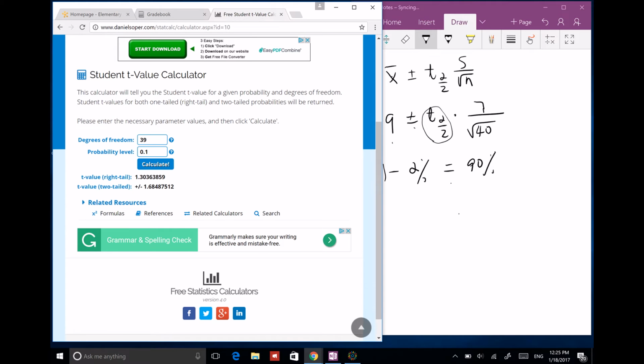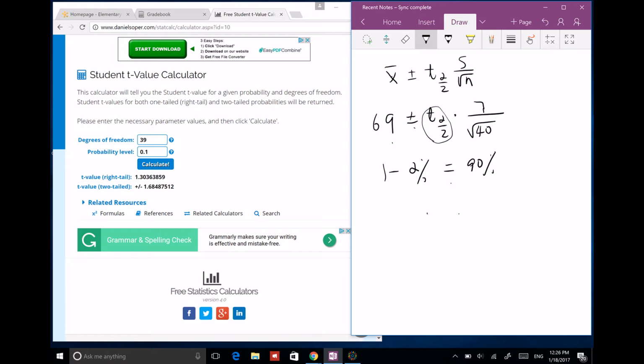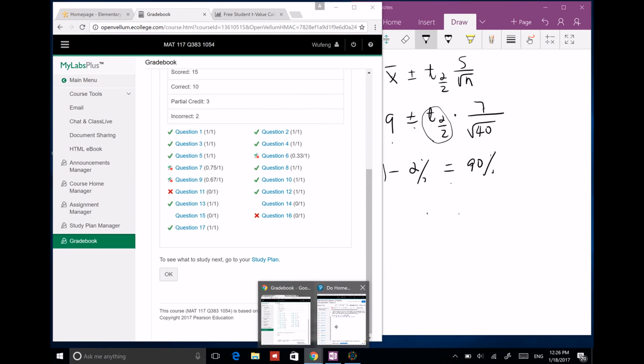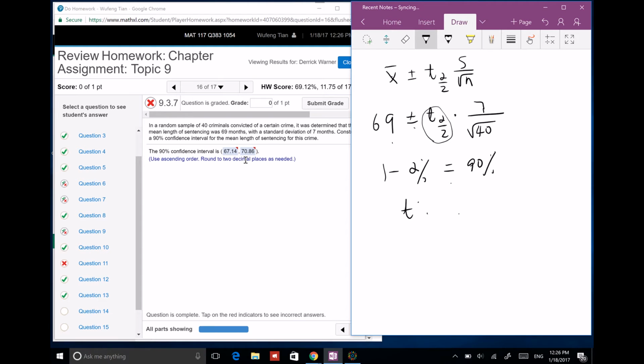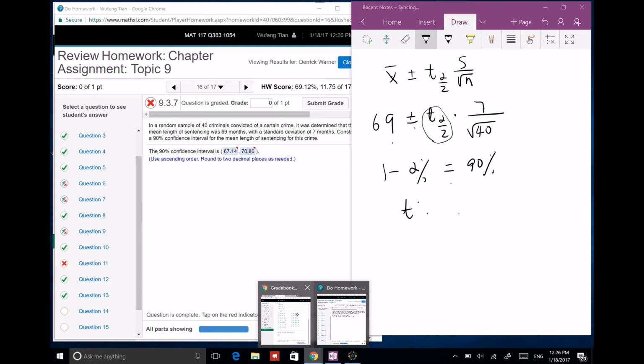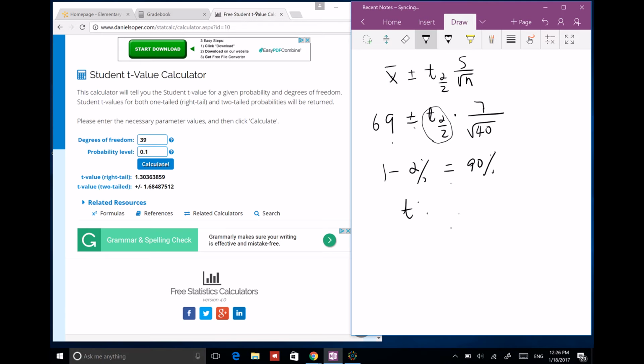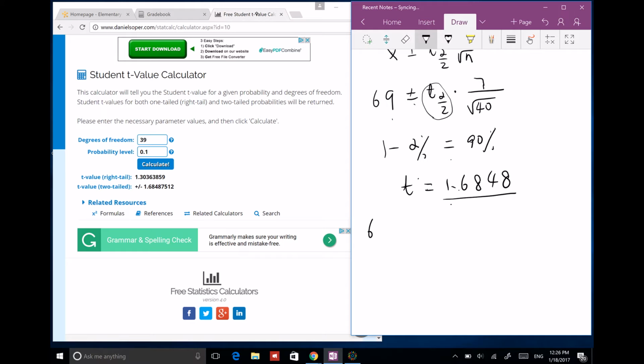Then you would have the t value, t alpha over 2. Since this is a two-tail test, we have the t value. From here we can tell t equals 1.6848. I will not round it too early to 1.68; I would keep at least 4 decimals. Then plug into this formula. So you get 69 plus or minus 1.6848 times 7 over square root of 40.